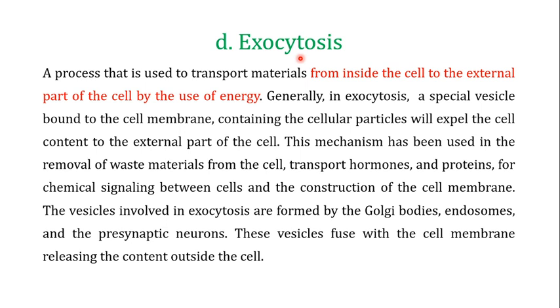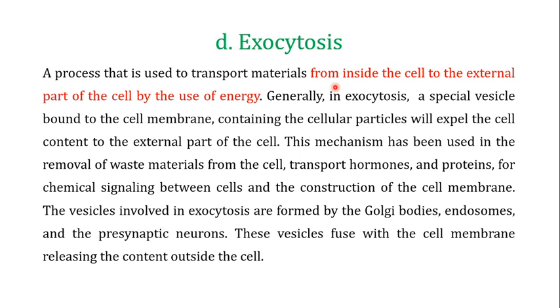Another important type of active transport is known as exocytosis, which is the opposite of endocytosis, because endo means inside, that means you are moving things from outside into the inside of the cell. Exo means out, so you are moving things out of the cell. This is a process used to transport material from inside the cell to the external part of the cell by the use of energy, because we are talking about active transport.